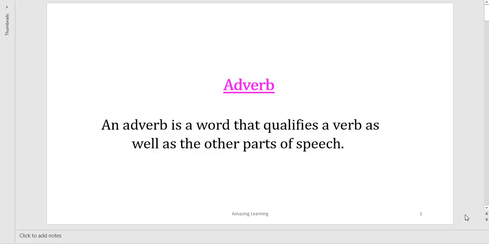Hi, in this video we are going to learn about adverbs. Firstly we have to go through the definition, and after that we shall come to the examples. An adverb is a word that qualifies a verb as well as other parts of speech.